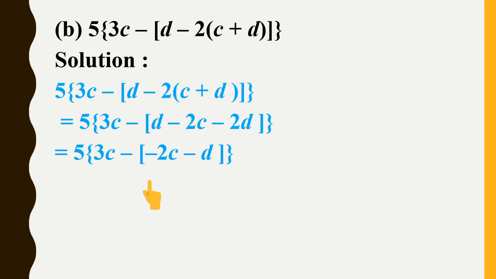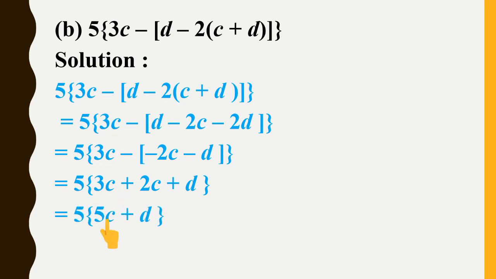In the next step we solve this square bracket further. We know the minus sign is outside this square bracket, so the signs of the internal terms will be changed after removing this bracket, not before. So 5 as it is, 3c as it is. Removing the square bracket, -2c will be +2c, and -d will be +d. Now 3c and 2c are like terms, so 3c plus 2c will be 5c, and d as it is.